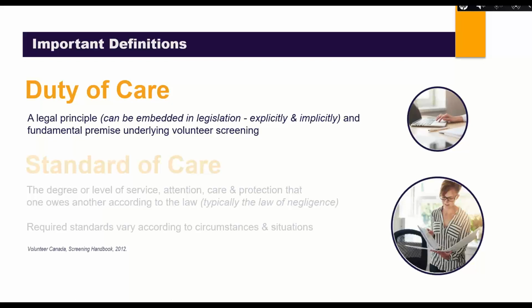So basically stated, duty of care is your basic responsibility to care about and for the people around you in a professional manner. One of the main reasons a nonprofit or voluntary organization or volunteer manager may ask for a police information check is because it's a tangible, simple way to attempt to fulfill one's duty of care, and it's one step in that process.